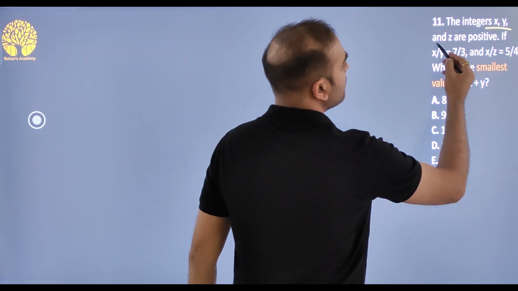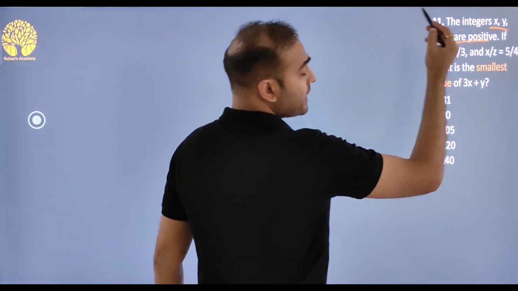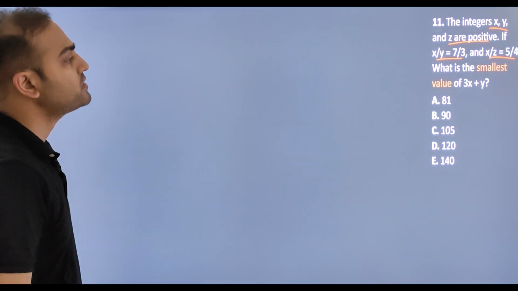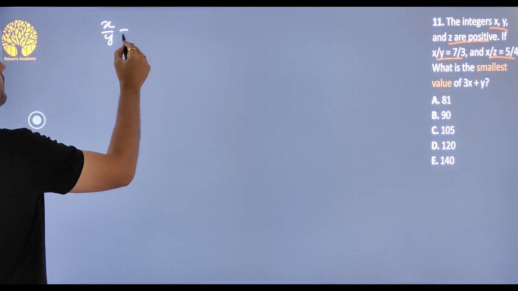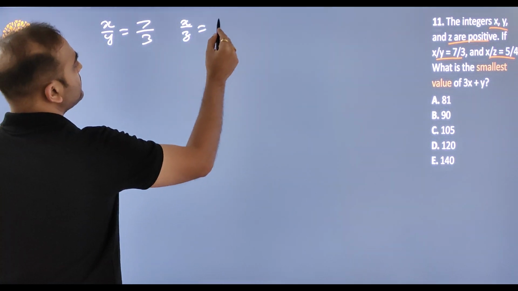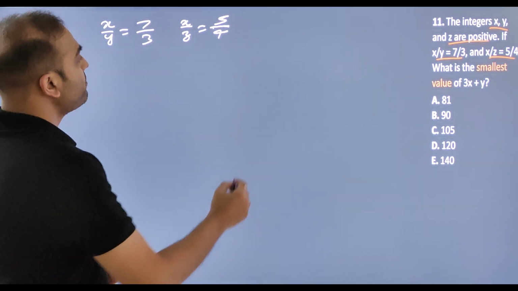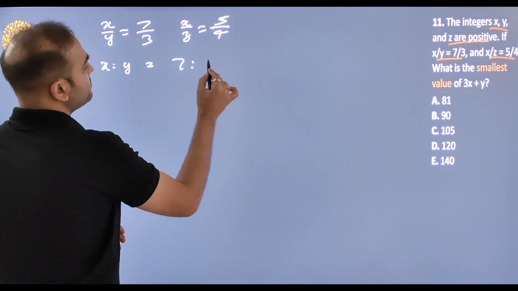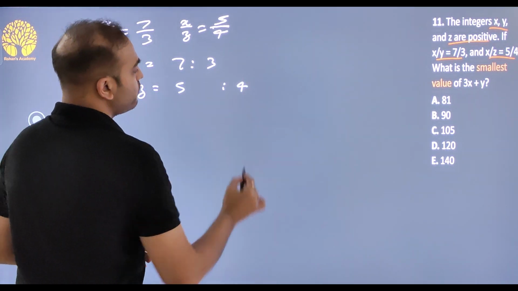Moving to the next one, we have x, y, z are all positive. Okay, fine. x by y, x by z is given. We need to know the smallest value. All right. So we have x by y as 7 over 3. We have x over z as 5 over 4. So if I just write this in ratio form, I get x is to y is 7 is to 3. x is to z as 5 is to 4.